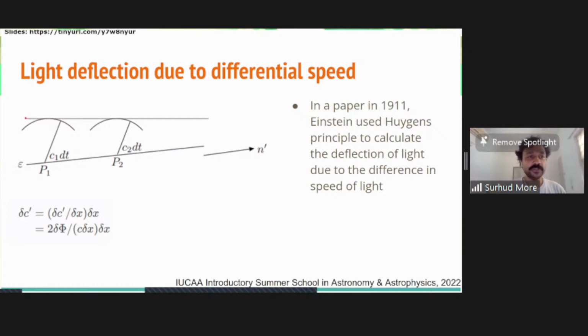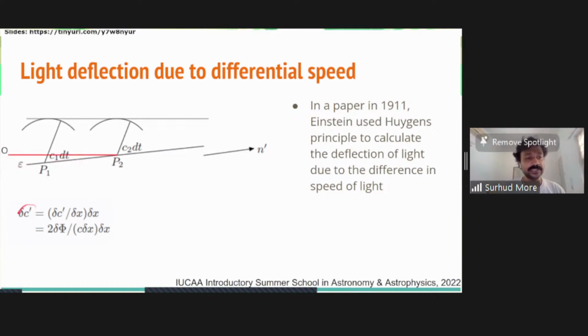And so now you can see that this wavefront here is tilted with respect to the original wavefront which was present here. What it means is if you have a differential speed of light at different locations, then you expect deflections to happen. Right? And so let's try to compute then what these deflections look like.